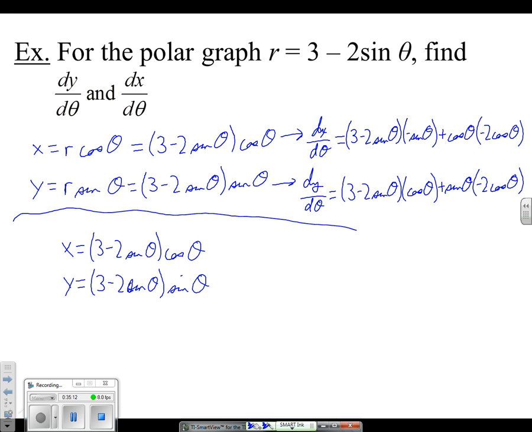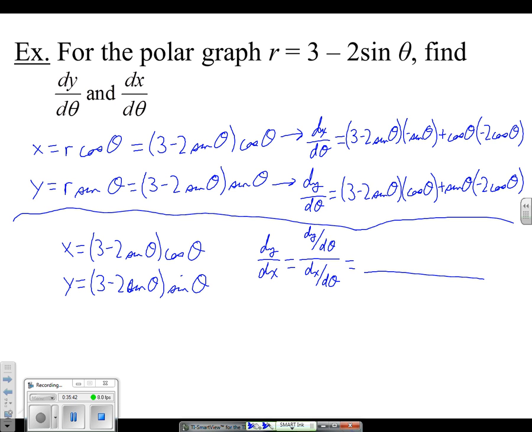And so among other things, we could find dy over dx. As we learned last class, dy over dx is equal to dy over d theta, in this case, divided by dx over d theta. I'm not going to rewrite it, but we could then just insert the two equations that we found for dy over d theta and dx over d theta.